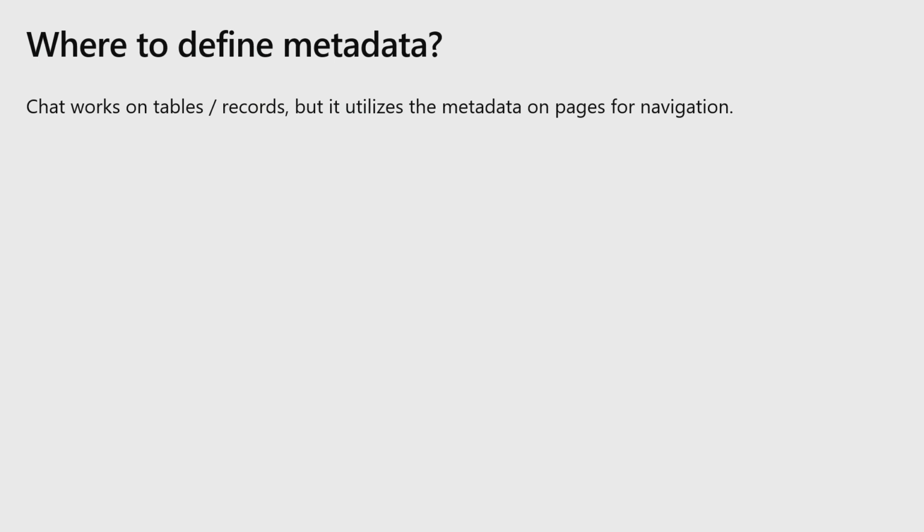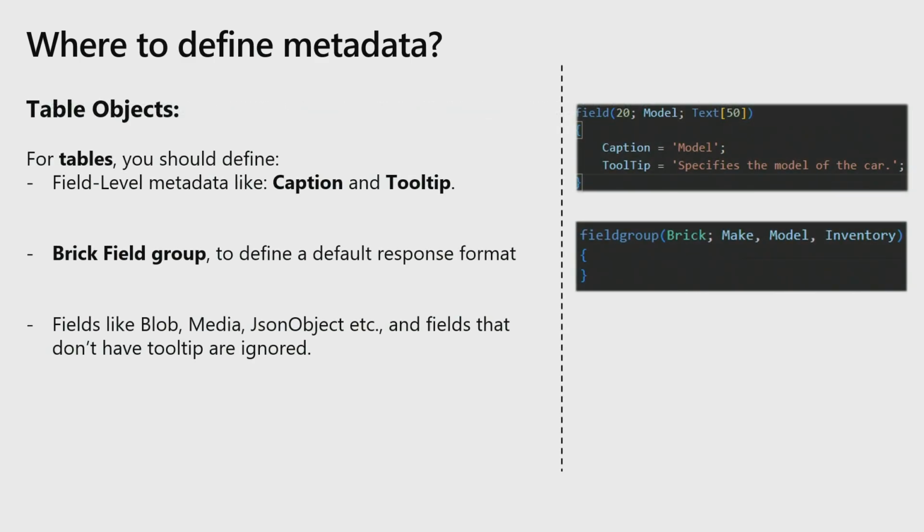First of all, Chat works on the tables and records, but it uses the metadata on the pages for actual navigation. And so for tables, you can start on a field level by providing metadata for captions and tooltip. The tooltips can be 1 or 2 lines, nothing more than that. If you don't have a good enough name for the field itself, you can use caption. Otherwise, we default to the field.